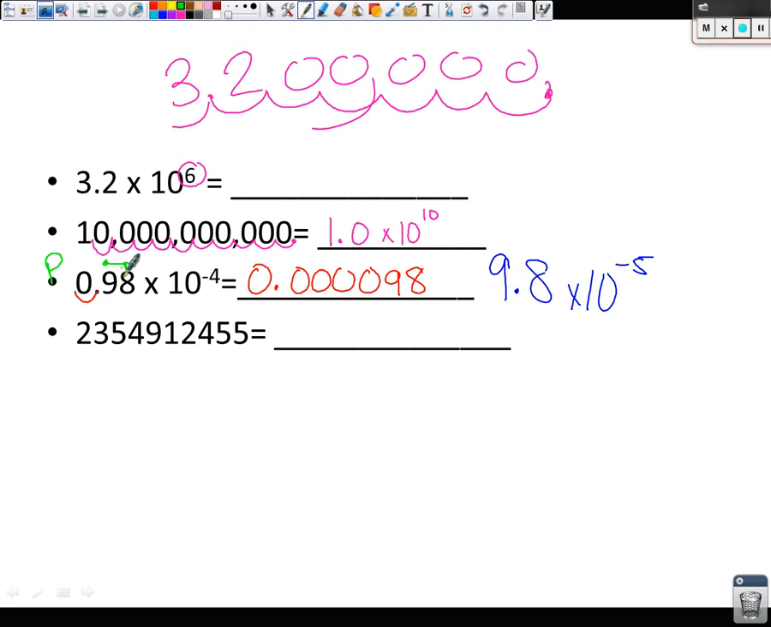Would you agree? The red number, present or absent? Present, start on the left. Go to your first, and I like how you said that. Go to your first real number, which is what? 9, and count both of those.